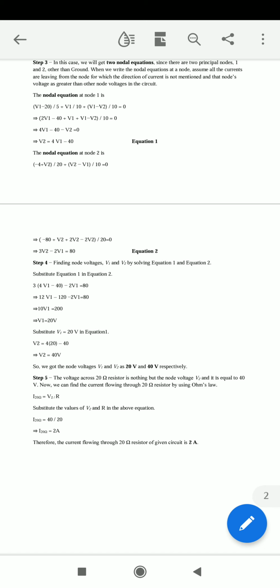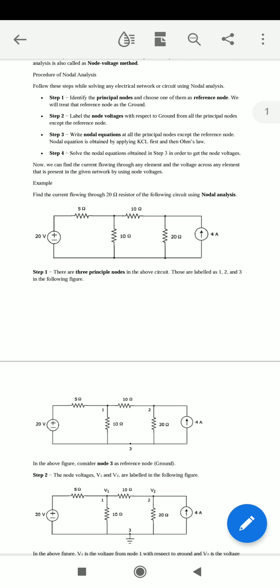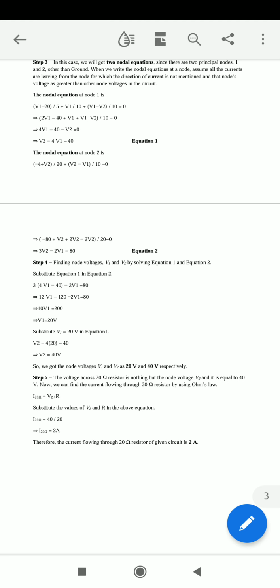By solving equations 1 and 2 we get the voltage V1 equal to 20 volt. Substituting V1 into equation number 1, we get V2 equal to 40 volt. In our question, we need to find the current flowing through the 20 ohm resistor.